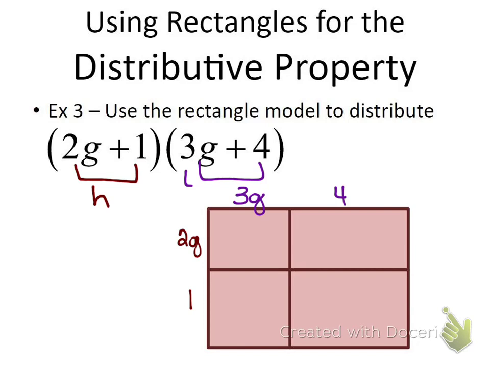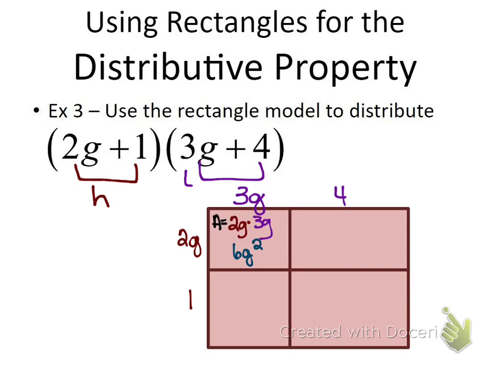Okay, so let's go ahead and find the area of our first rectangle. Jenna, how do I find that first area? 2G times 3G. Okay, so I took my height times length and got 6G squared. Very good.